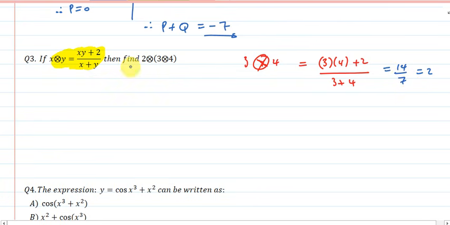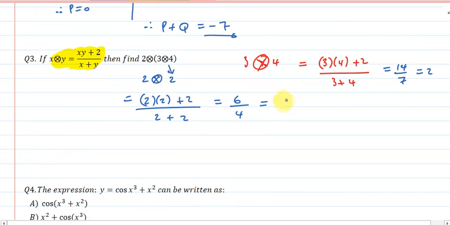So all I'm doing now is I'm finding 2 star 2. So what is 2 star 2 now? Because I've already got the answer for this, which is 2 star 2. Now 2 star 2 is 2 times 2 plus 2 divided by 2 plus 2. So on top I am getting 6 divided by 4, and my final answer is 3 over 2.